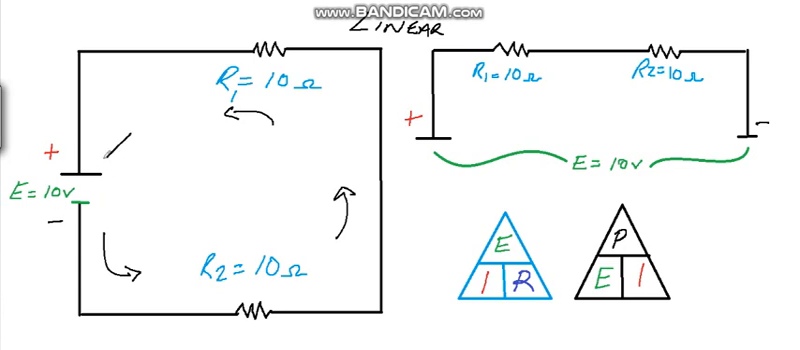Take a look at the power supply that I've drawn here. My power supply has a long line. This is the symbol for a DC power supply, often drawn like this. The purpose of the long line is to denote the positive terminal, and the negative terminal is the short line. So I've got a positive terminal and a negative terminal.